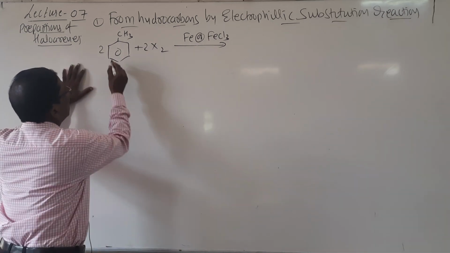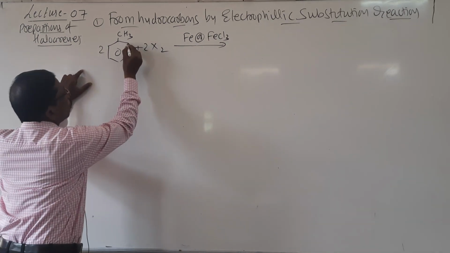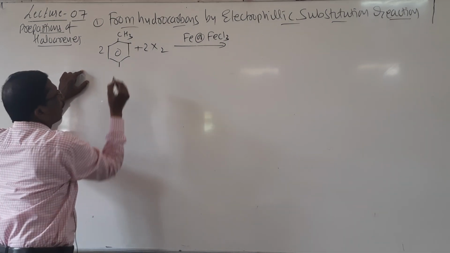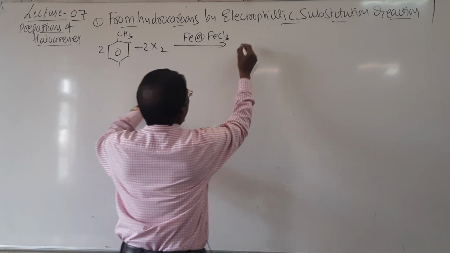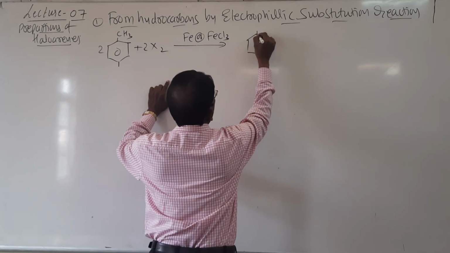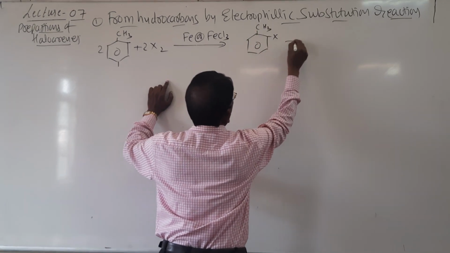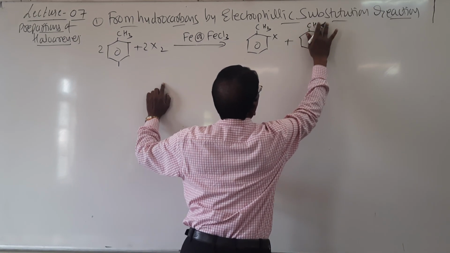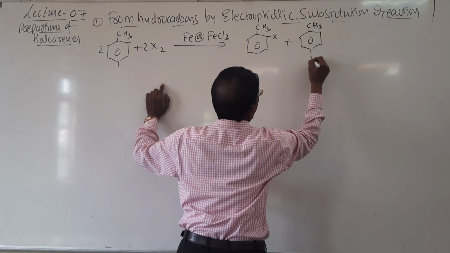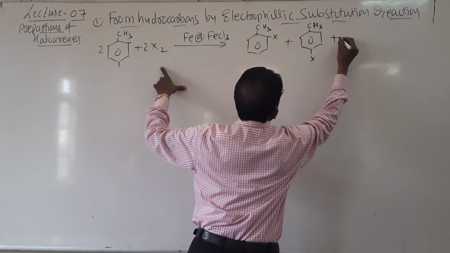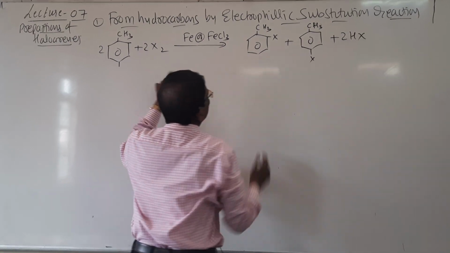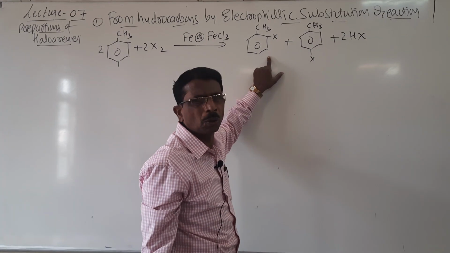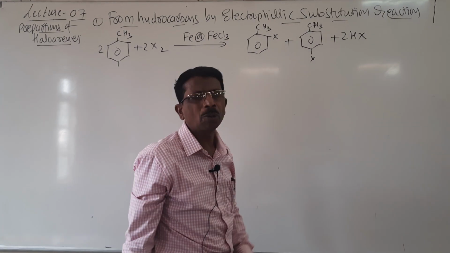Look here students, here I have taken two toluenes. In one, the ortho position hydrogen atom is replaced, and in the other, the para position is replaced, and then it forms ortho and para products. So CH3X plus CH3X plus 2HX. Here it is the ortho product and it is the para product. It is called ortho halotoluene and para halotoluene.